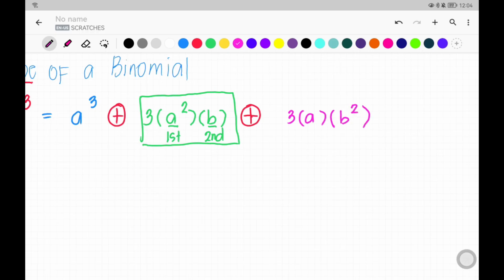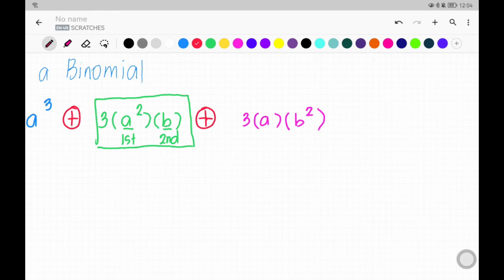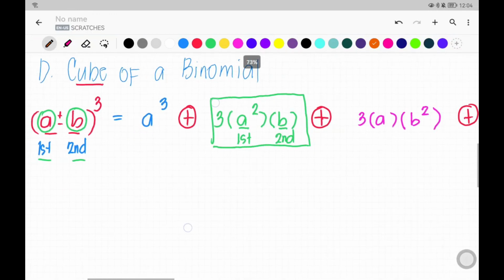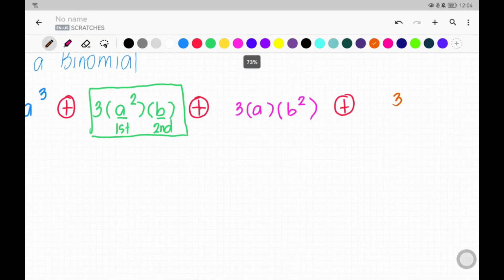Yan. Then, next, ang sunod natin gagawin ay plus ulit. But then again, nagbabago to, ha? Plus, cube of the second term. So, kunin natin ngayon yung cube ng second term. Mag-cube tayo ng second term. Ang second term natin ay B. So, cube natin yung B. Right. So, now, let's have an example.